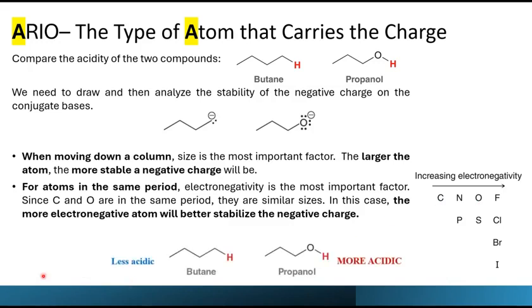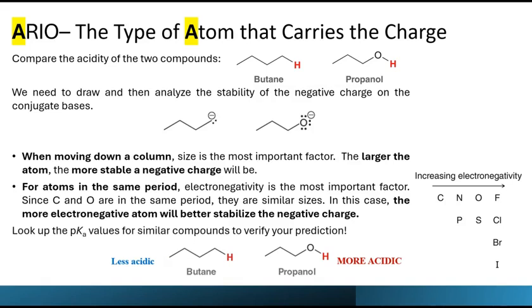That then results in a more stable conjugate base here, meaning propanol is a stronger acid, or it's more acidic. Butane, having a less stable conjugate base, would then be less acidic. You can look up the pKa values for similar compounds and then verify your prediction.